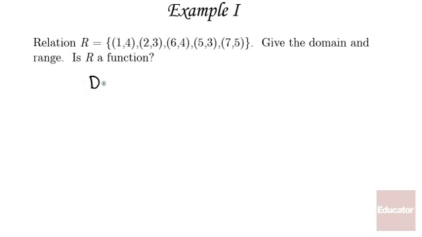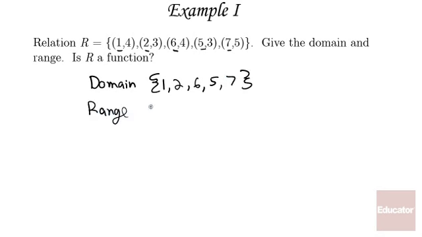Well, recall that the domain is comprised of the first element of each of these coordinate pairs. So in this case, the domain would be 1, 2, 6, 5, and 7. The range is comprised of the second element of each ordered pair. So I've got 4, 3, 4 again. I don't need to write that again. 3, I've got 3 already, and 5. So I'm just writing down the unique elements. So this is the domain, and this is the range.